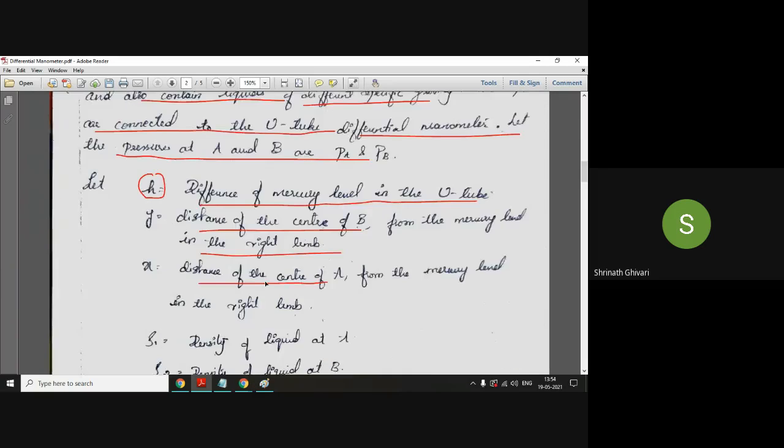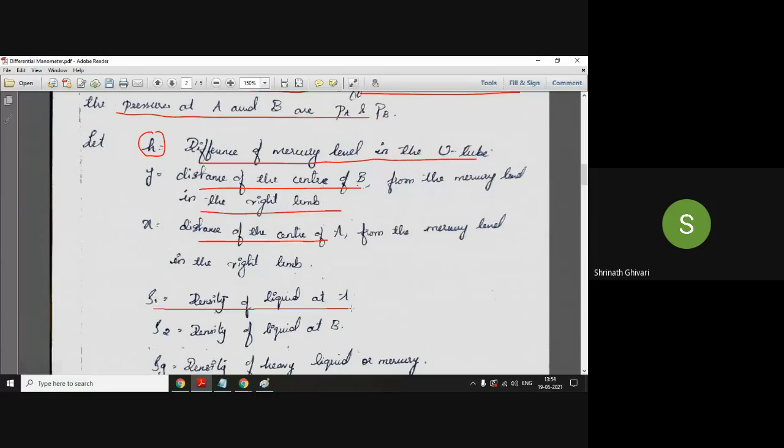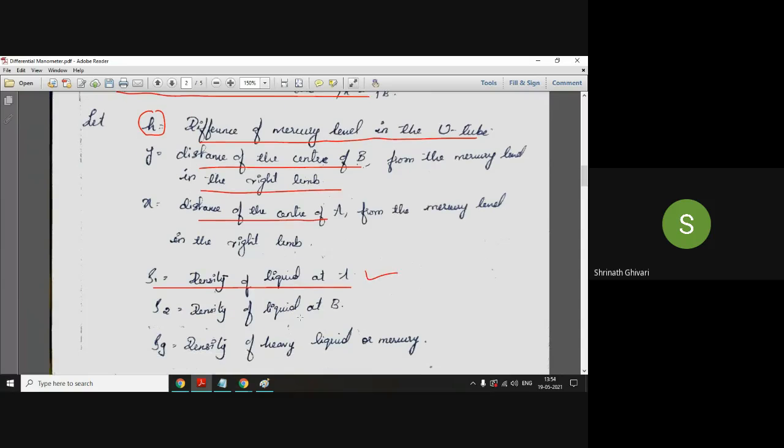Fine. So now ρ1 is the density of liquid at A, because both the densities are different. Sometimes the same water will be flowing through the two different pipes, and sometimes there will be two different liquids. So we consider ρ1 as the density of liquid at A and ρ2 as the density of liquid at B. Why are we considering density? To find pressure. Very good. To find pressure, we have to consider density because P equals ρgh. Without density, we cannot find pressure.